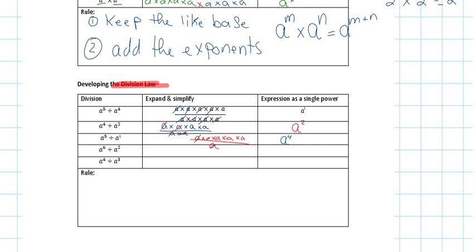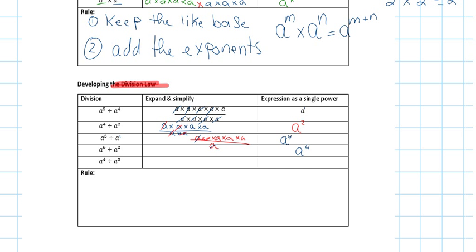A to the power of 4. A to the power of 4. In division, you're going to subtract your exponents. Okay, so you're subtracting the exponents. Let's look at this one and see if that's what we're going to get.